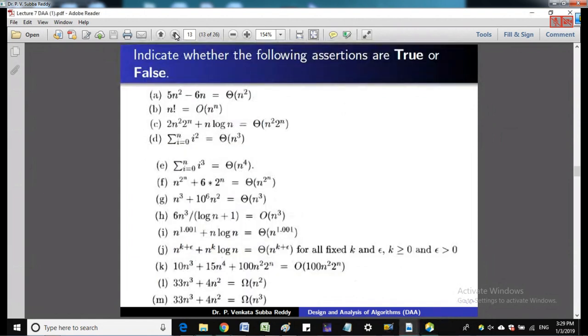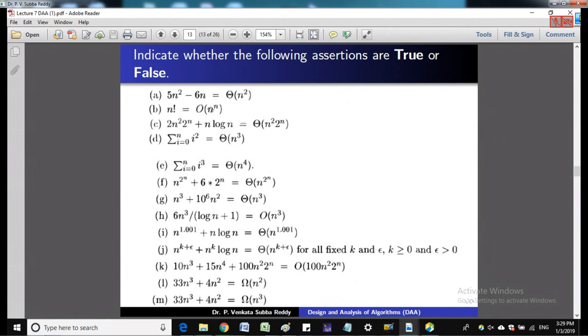So this you can check immediately. These are given in your first textbook. This is an exercise problem in your first textbook, Fundamentals of Computer Algorithms by Horowitz and Sahani. Now, whether these are true or false: 5n squared minus 6n is theta of n squared. It is true. Why? Because of the same order of growth.